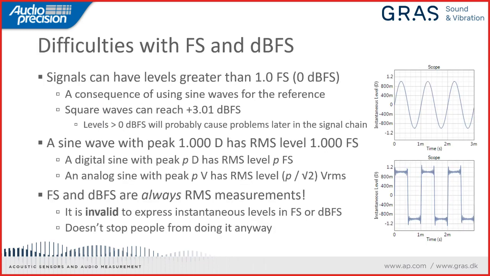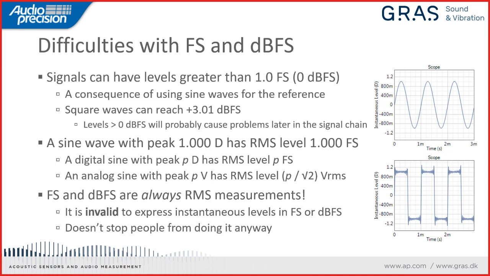Okay, so as I said before, where we can get into trouble is, number one, with FS, the signals can be greater than 1 FS or 0 dBFS. The worst case would be a square wave, where the peak amplitude of the square wave reaches 1 FS. That would be an RMS level of 1.414 FS, or plus 3.01 dBFS.